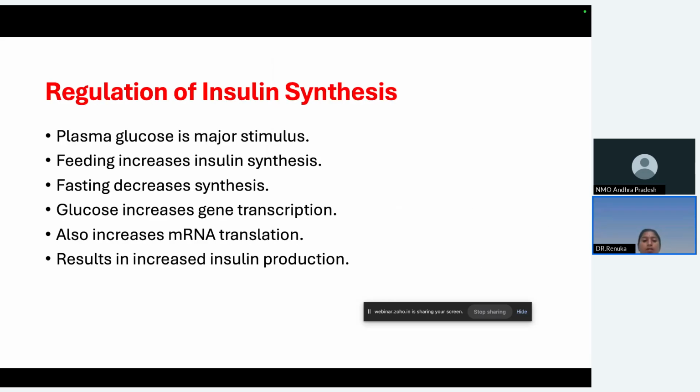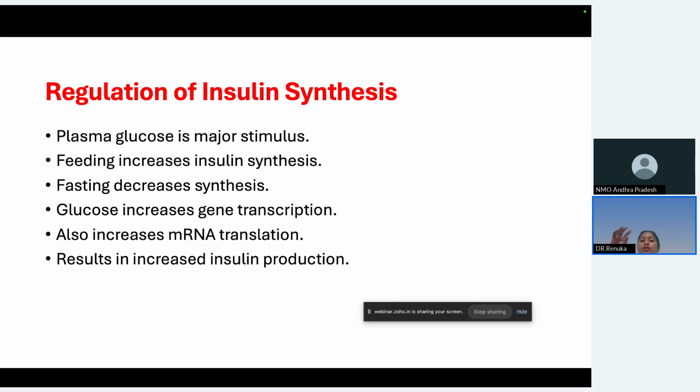Then, regulation: who regulates insulin? What is the major stimulus? Glucose. Whenever we eat food, insulin synthesis is triggered. Whenever we are fasting, with no food and no glucose, insulin synthesis is decreased.